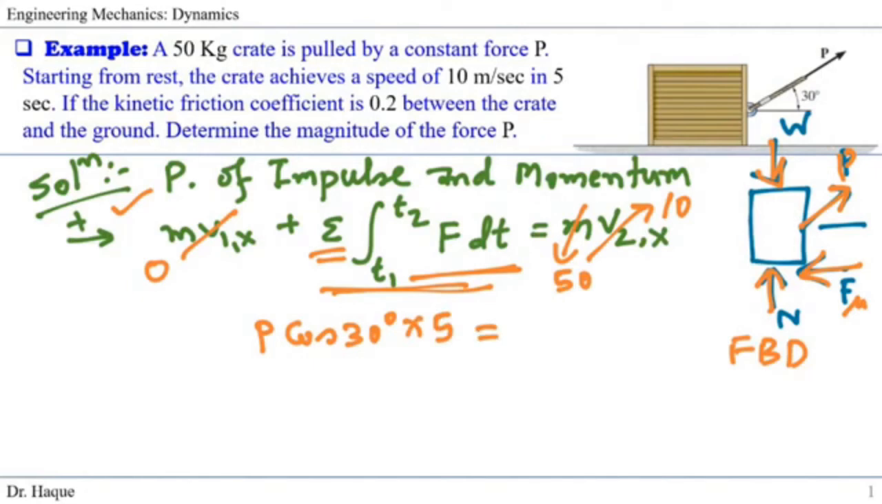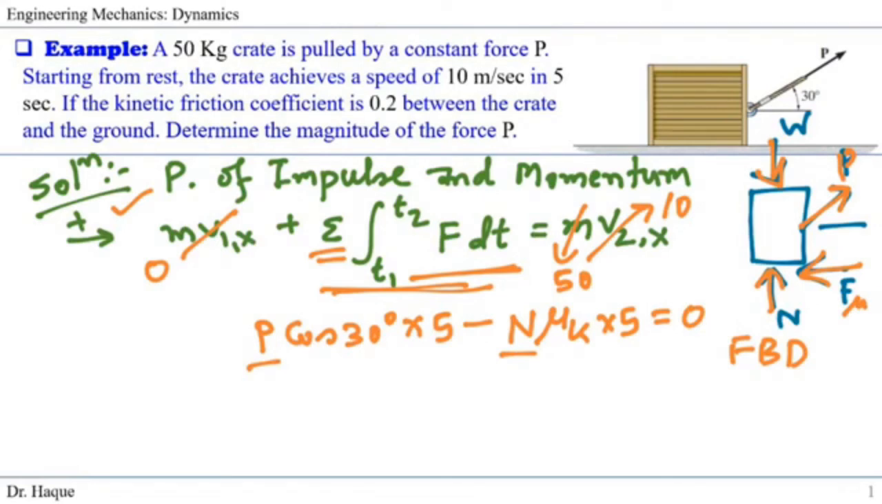What other force do we have? We also have the friction. The friction force is negative, and it is the normal force multiplied by the kinetic friction coefficient, and this force also acts for 5 seconds, so multiplied by 5. So we have 500 on the other side, and this is the equation. Now, can we solve from this equation? Same problem as previous. We have two unknowns, N and P, so we cannot solve.